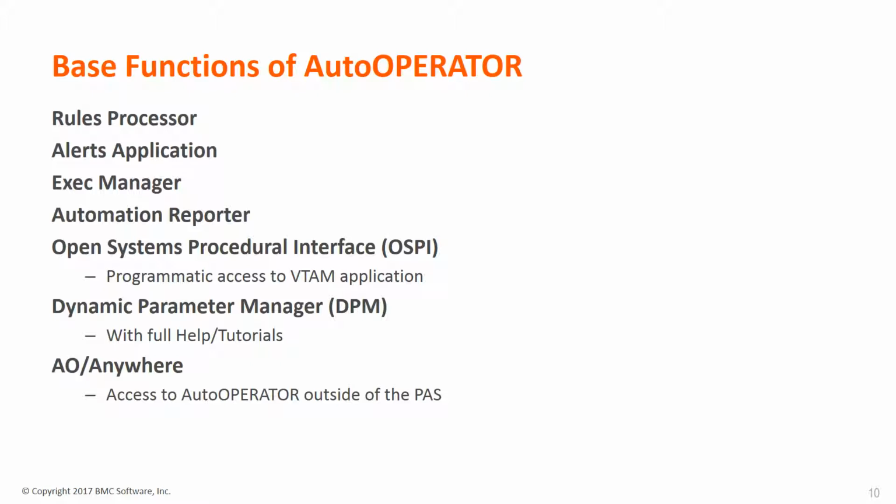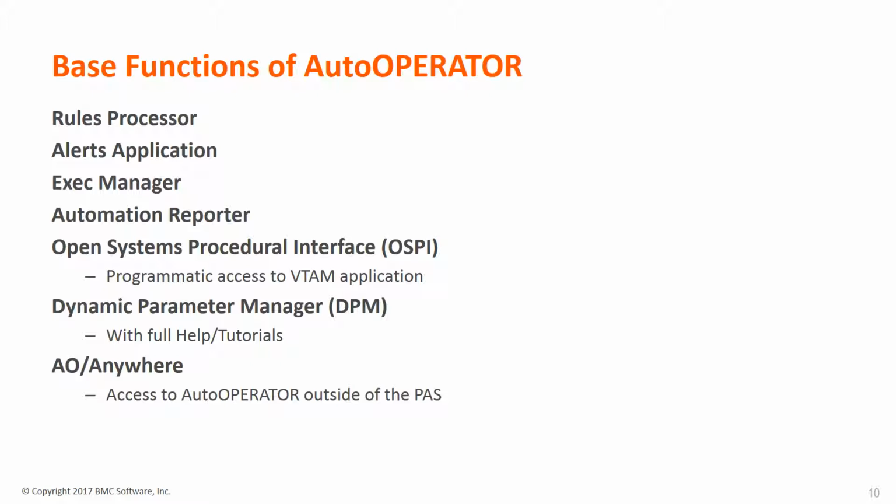The AutoOperator capabilities are divided into a few major categories. The first is the rules processor, which is really the engine that drives automation. It's the heart of the AutoOperator product. There's an alerts application for managing your exceptions. There's an exec manager, so you can take actions against your execs. Maybe you want to run them or look at their performance. You can see things like that.